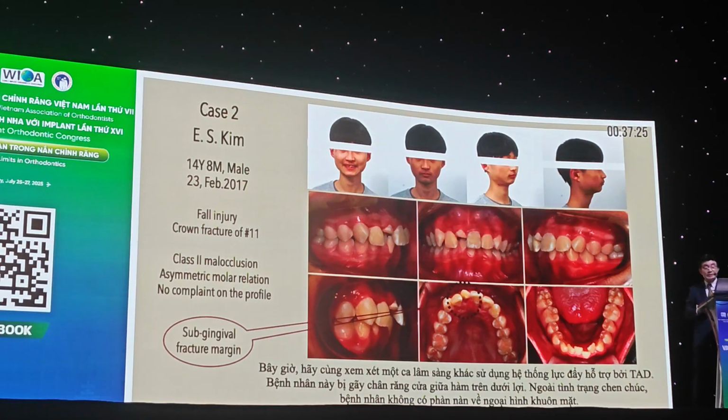This patient presented with a subgingival fracture of a maxillary central incisor. Other than crowding, the patient has no complaint about his facial appearance.